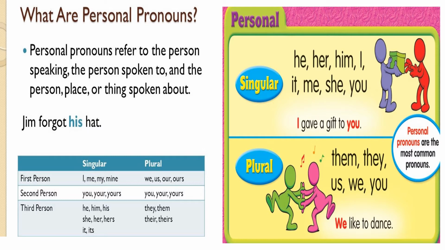If it is singular, if you're talking about one particular thing or one particular person, we use he, her, him, I, it, me, she, and you. For example, I gave a gift to you. And if you're talking about more than one person or thing, we use them, they, us, we, you. For example, we like to dance.